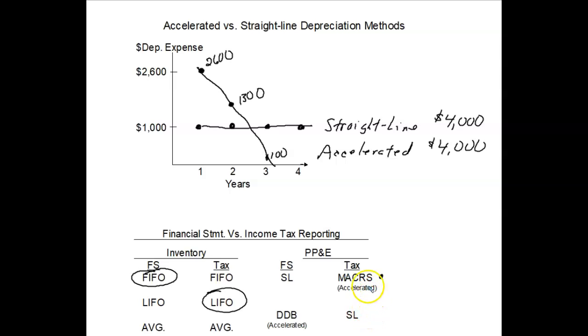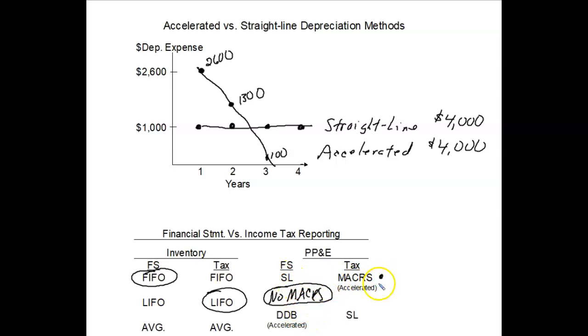So I have choices for tax reporting. The only accelerated method we can use is MACRS, but I can also use a straight line method. Over here for financial statements, I do have double declining balance, but the accounting rules do not allow MACRS. That's really the point I want to make. So while I might be able to use double declining balance for the income statement, I'm not allowed to use MACRS. So that kind of makes things a little complicated.